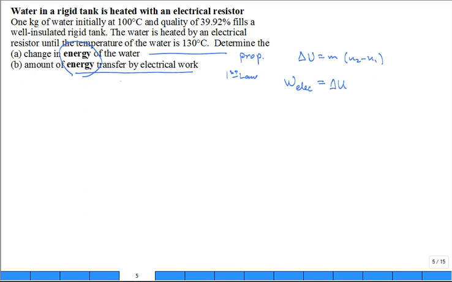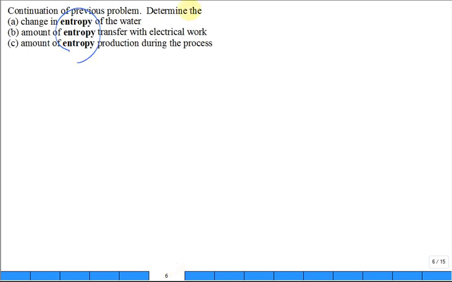Okay? But see the pattern? Exploit property, exploit first law. Second, entropy, change in entropy. Guess what? Entropy is a property. Fix the states and evaluate the property entropy. So the change in the entropy is m times s2 minus s1.